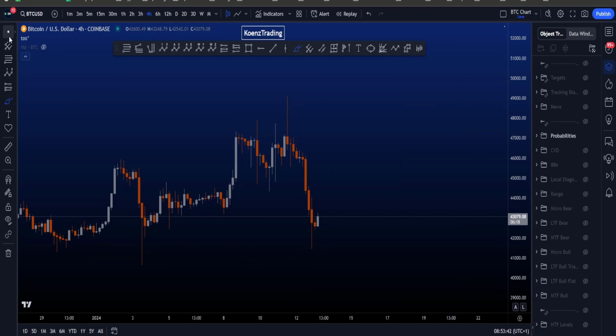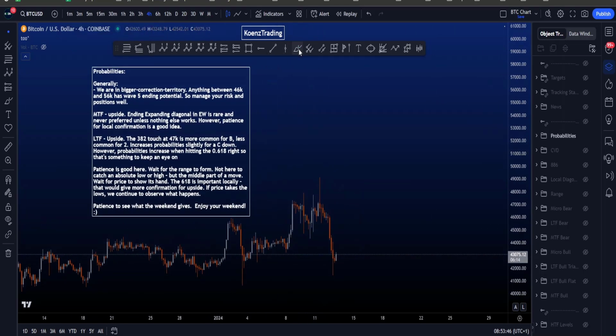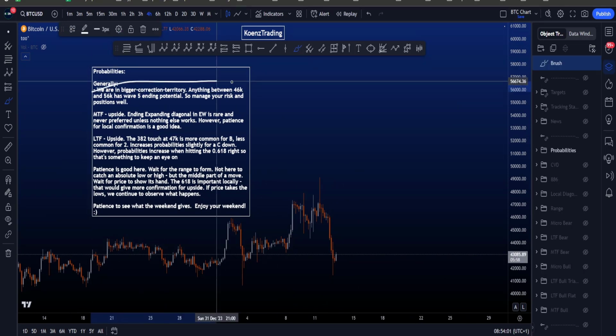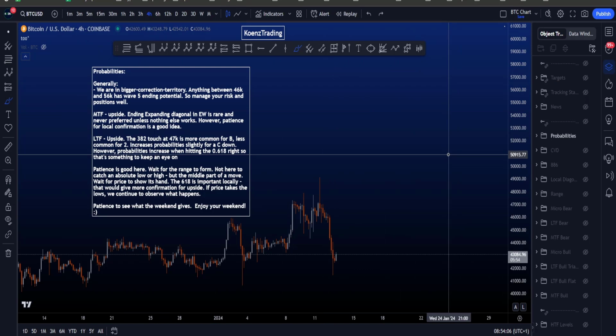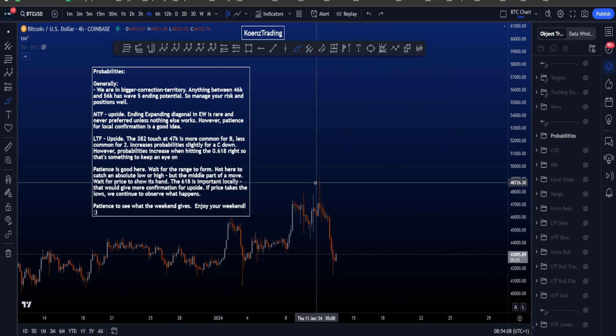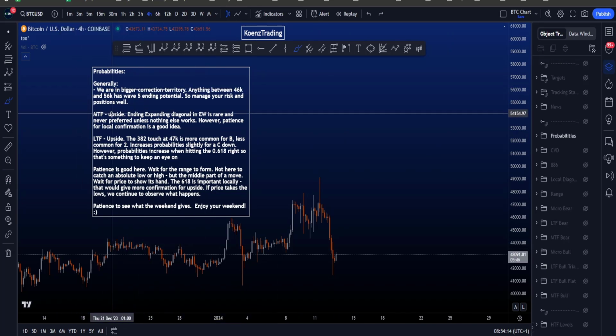If we then finally look at the probabilities of the different scenarios, then generally we are in bigger correction territory, right? Between 46k and 56k is potential wave 5 territory for much bigger corrections to the downside. So therefore, manage your risk and your positions very, very well.